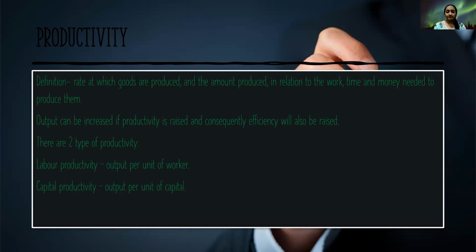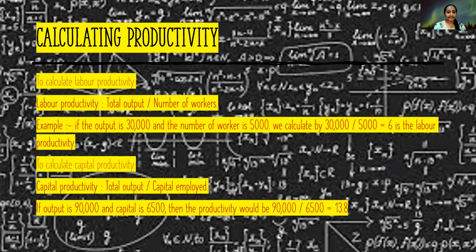There are two types of productivity: labor productivity, which is the output per unit of worker, and capital productivity, output per unit of capital. Okay, next.